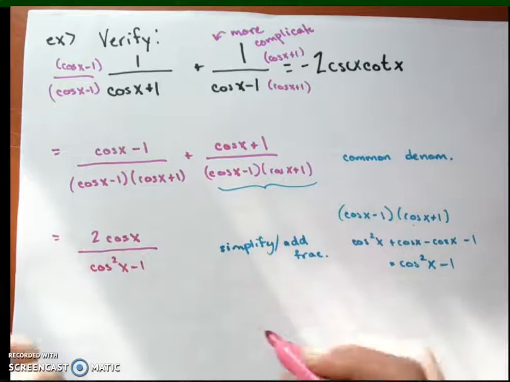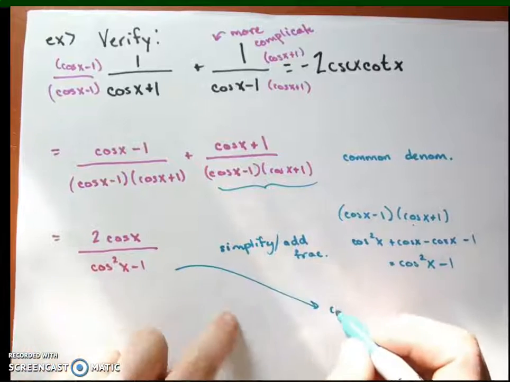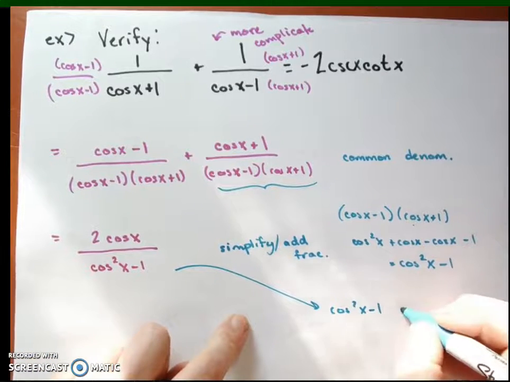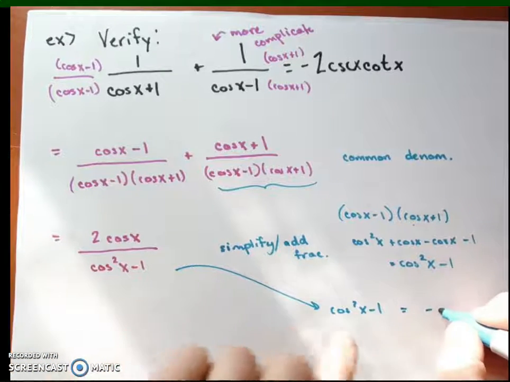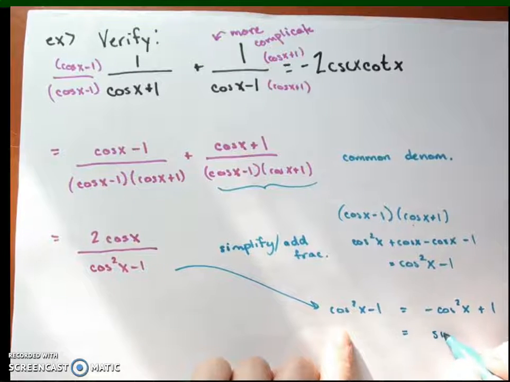Now notice, if you look at cos squared x minus 1, this is the same as minus 1 minus cos squared x, which by the Pythagorean identity is minus sine squared x.